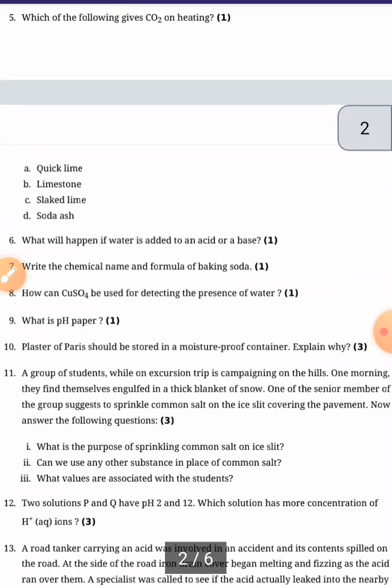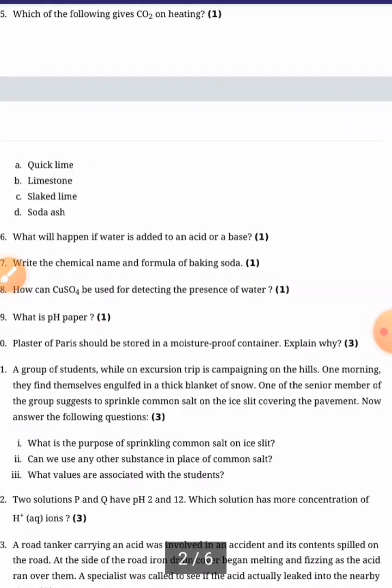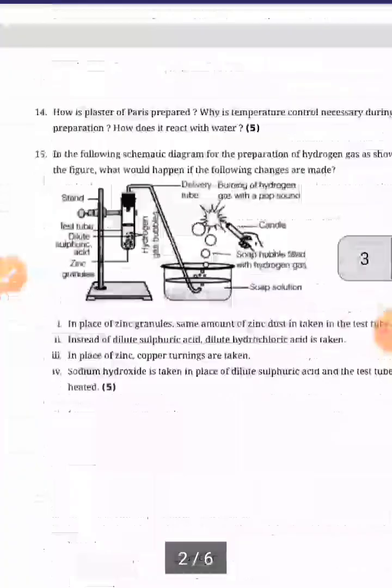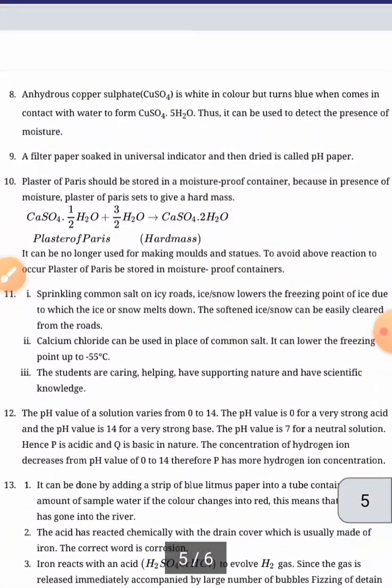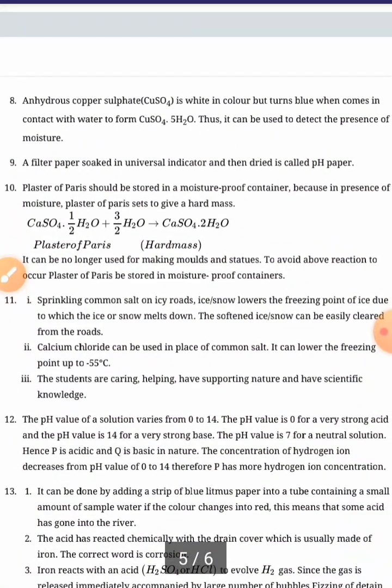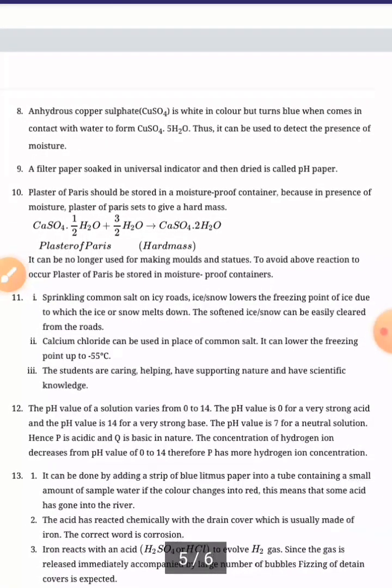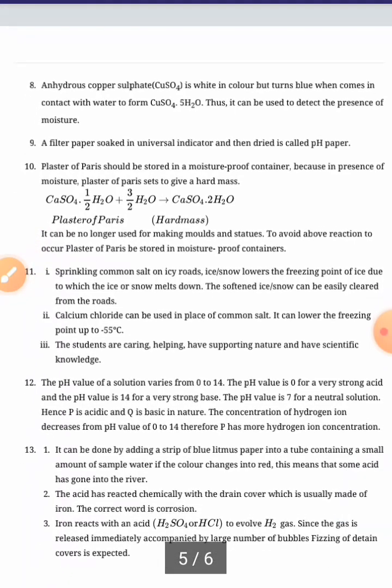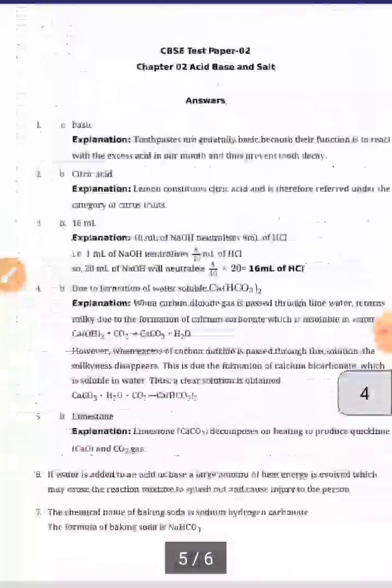Now come to question number 10. Plaster of Paris should be stored in a moisture proof container. Explain why. Answer: Plaster of Paris should be stored in a moisture proof container because in the presence of moisture, plaster of Paris sets into a hard mass, gypsum. It can no longer be used for making molds and statues. To avoid this reaction, plaster of Paris is stored in a moisture proof container.